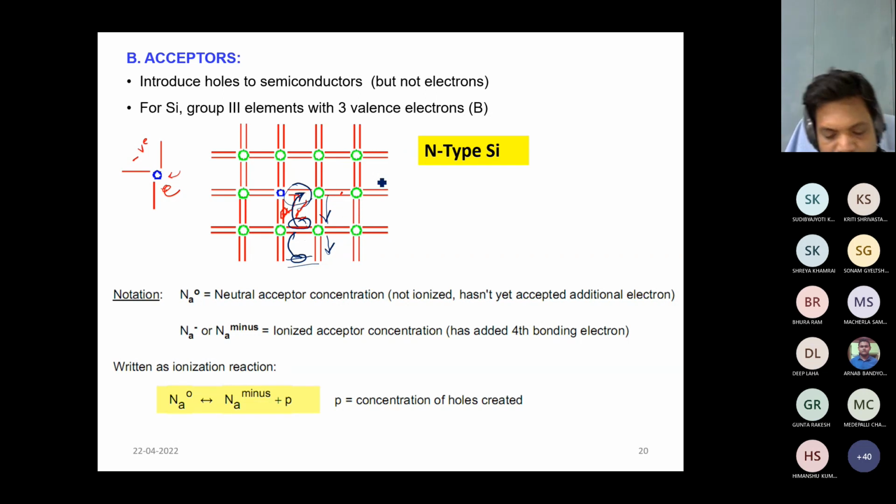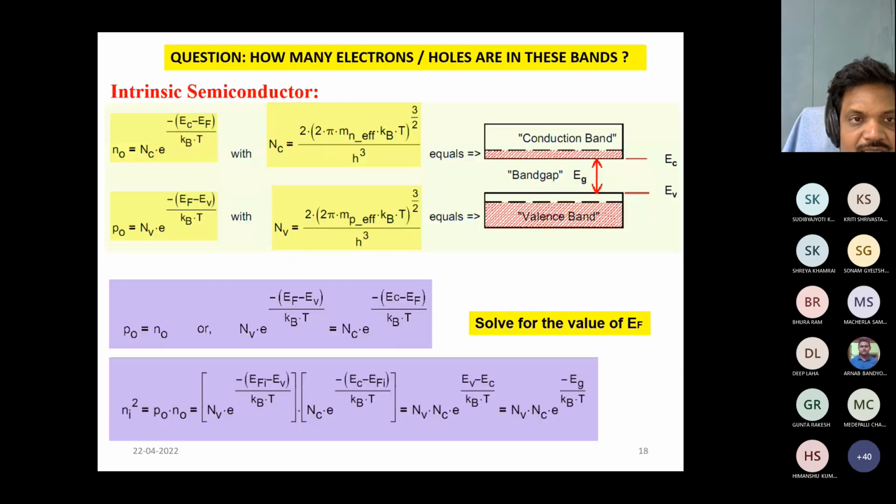Okay. So with more electrons and holes, you will get more current, and you will increase the conductivity. We will also see how, depending on the number of carriers, the conductivity can be increased. Okay, so now let us start from here.